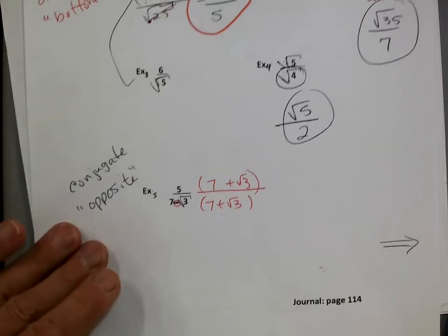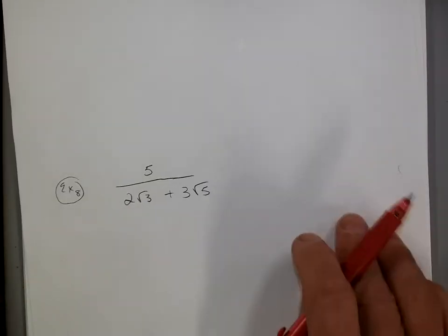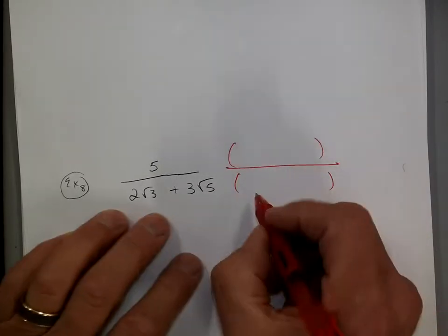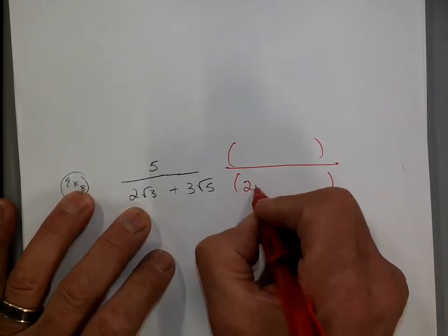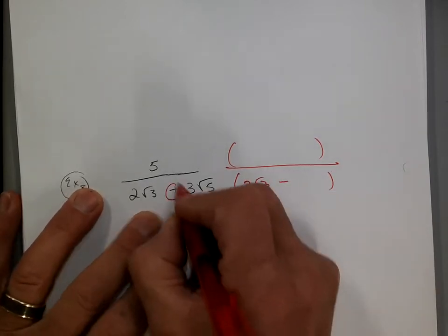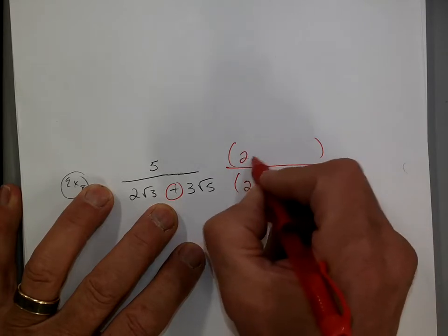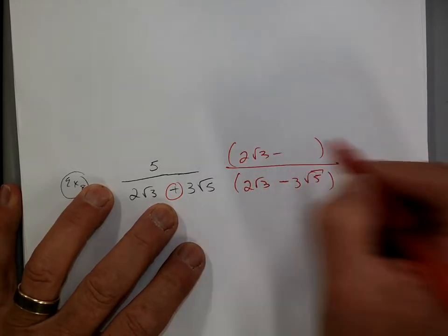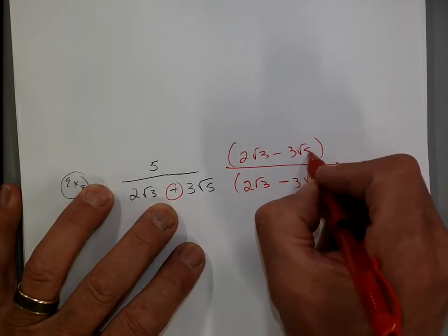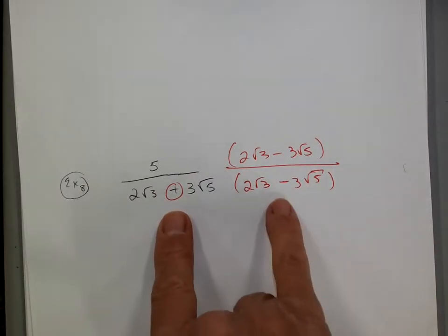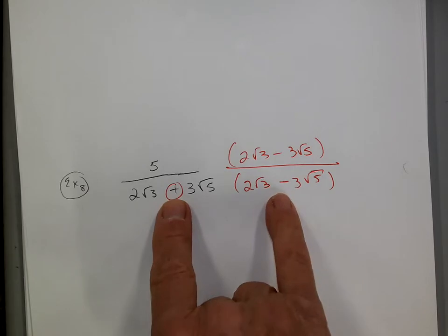Let me turn the page. On the back side, I'm going to come back to that one. We would multiply by the conjugate, 2 square roots of 3 minus 3 square roots of 5, top and bottom. Okay? So let me go back to the one I just looked at. We're going to multiply by the opposite. See the plus? Let me show you how it works.